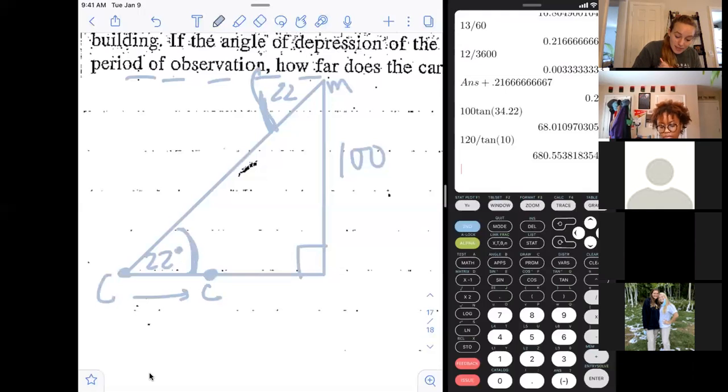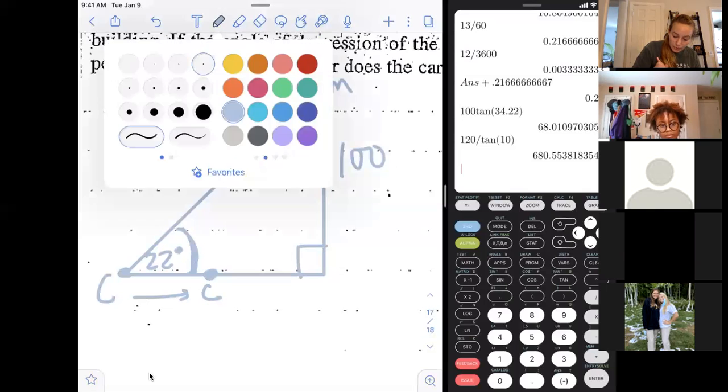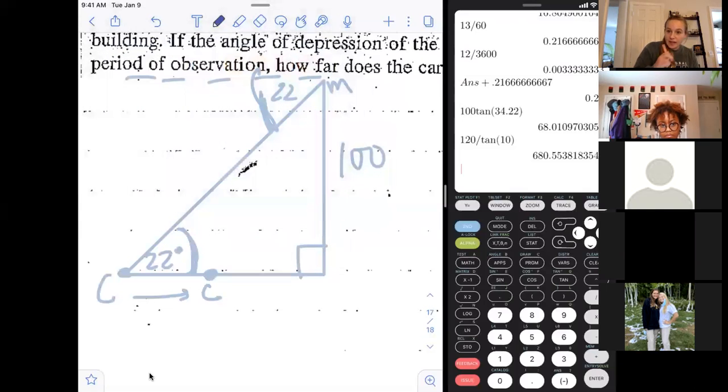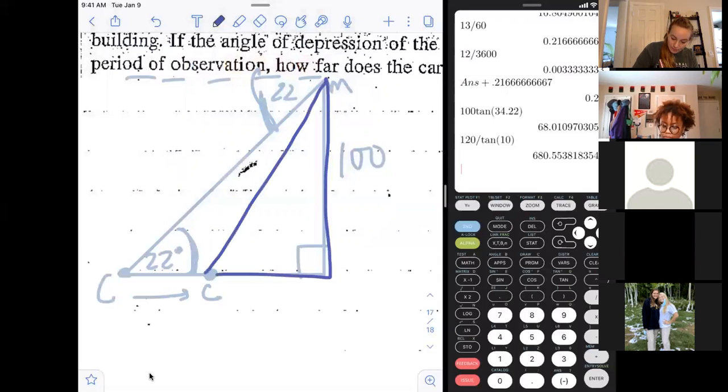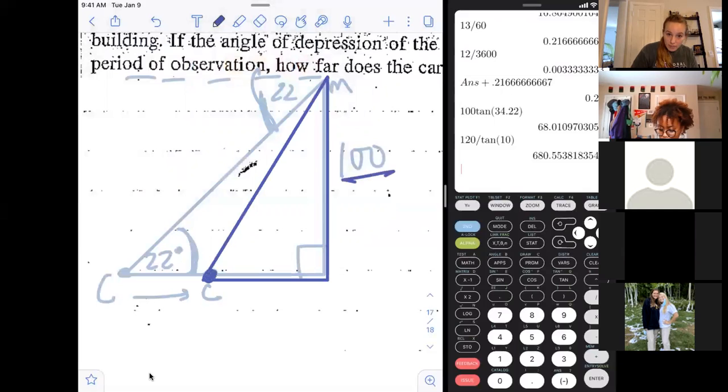Now, then it gives me another angle measure, which we've never done before. We've never had two angle measures. That doesn't refer to anything else in the triangle. I have to draw a new triangle. So now I've got this darker triangle that goes from my new C. It still is a 100-foot tall building, but now my angle of depression isn't 22, it's 46. So now this new big angle that's now down here is 46 degrees.